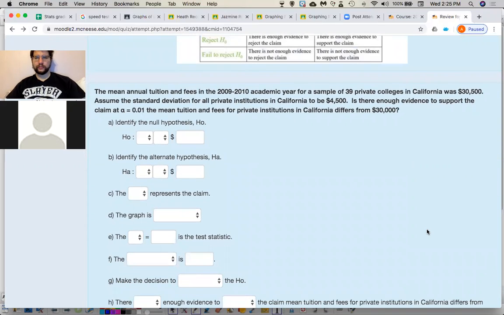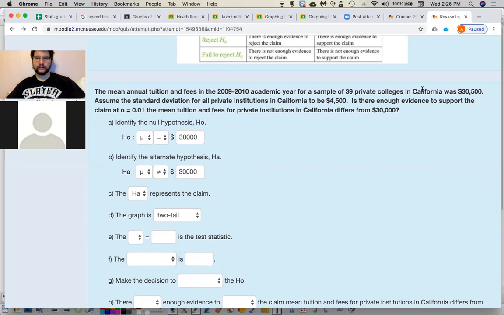I guess I'll do this one just from here. Differs from 30,000. So that's the claim. Differs from 30,000. So that's a not equal to. And of course, we're still talking about mean. If it's not equal to, it's equal to same number. The alternative, is there enough evidence to support the claim? Well, they say support, so it better be in the alternative. At alpha equals 0.01, the mean tuition fees for private institutions differs from 30,000. So not equals 30,000. The graph is two-tail.